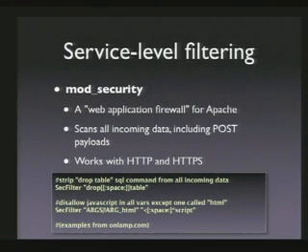I don't have a lot of time, so I'm going to kind of go through this stuff quickly, which I have been anyway, but even quicker. Server level filtering. A really, really cool, actually, it's a module for Apache. It's called ModSecurity. It's described as a web application firewall. What it does is it scans all of your incoming data, and one of the things that sets it apart from other approaches is that it can also scan POST data that most of the other techniques can't. It also works with HTTP and secure HTTP.